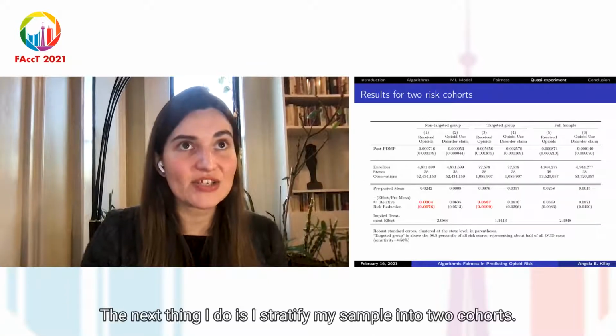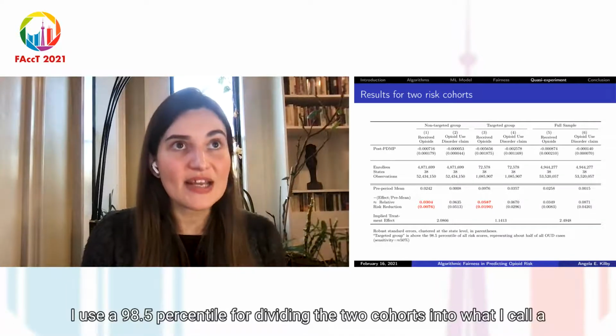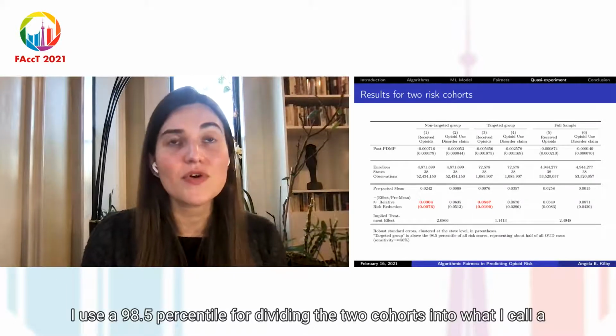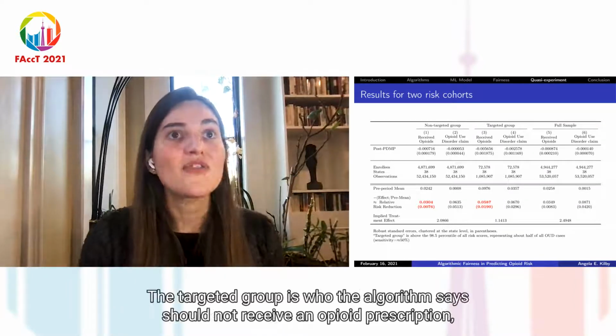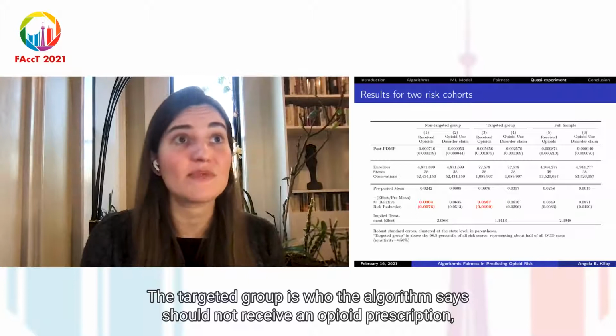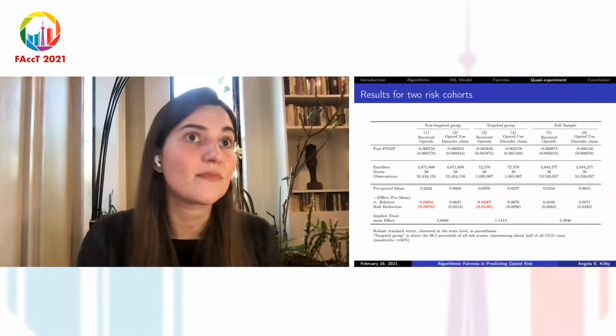The next thing I do is I stratify my sample into 2 cohorts according to their risk score. I use a 98.5 percentile for dividing the 2 cohorts into what I call a targeted and a non-targeted group. The targeted group is who the algorithm says should not receive an opioid prescription, whereas the non-targeted group is given a green light by the algorithm.